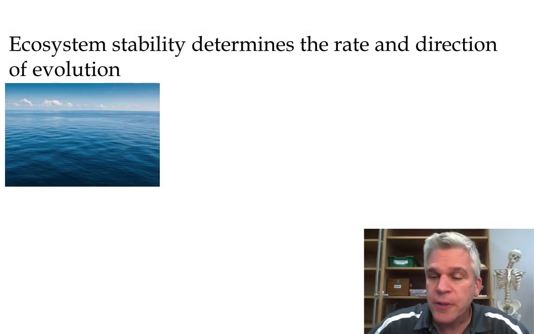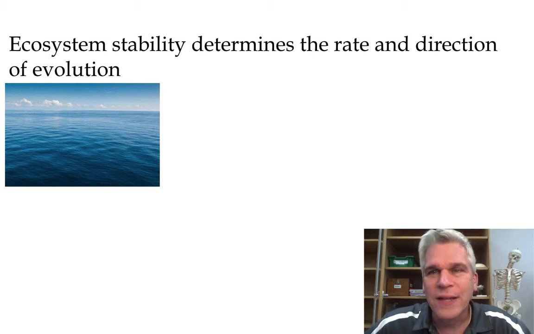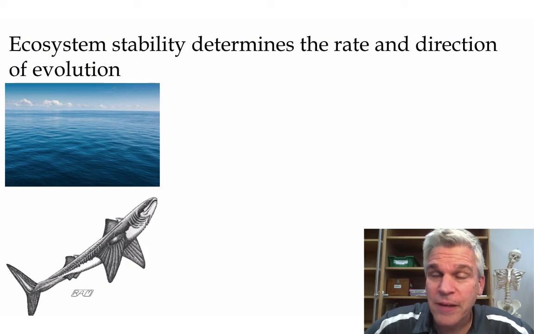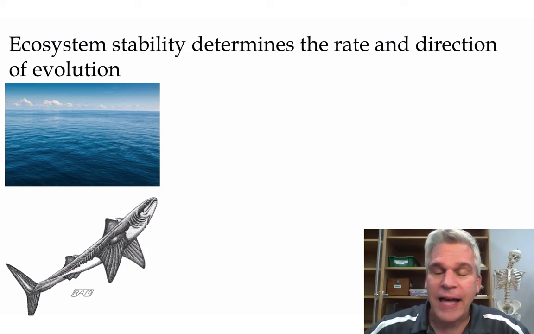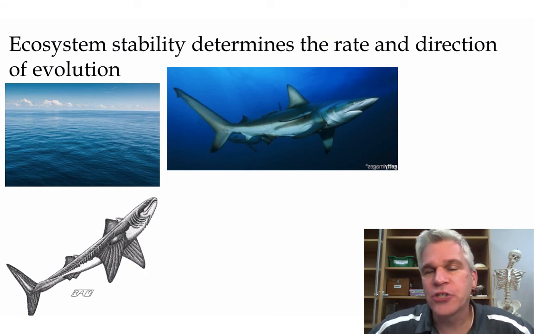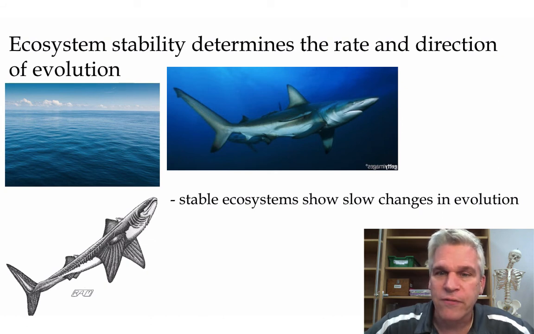Ecosystem stability determines the rate and direction of evolution. Take, for instance, oceans. Oceans have remained relatively stable environments for hundreds of millions of years. And if we go back even 250 million years ago, at the beginning of the age of the dinosaurs, we see a creature like this. Look familiar? Yeah, it's a shark. And it looks a lot like many of the sharks today. There hasn't been a whole lot of evolution in sharks in the last 250 million years. Why? Well, because they have a very stable ecosystem. They are very well adapted for the environment that they are in, and so we don't see huge changes in evolution.